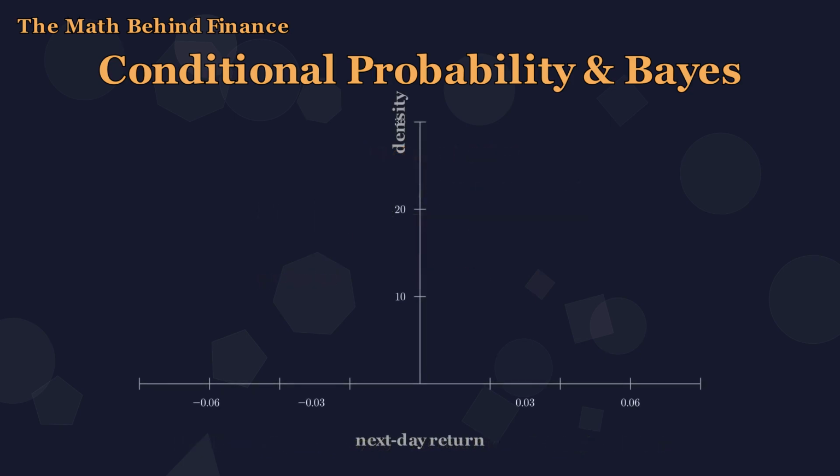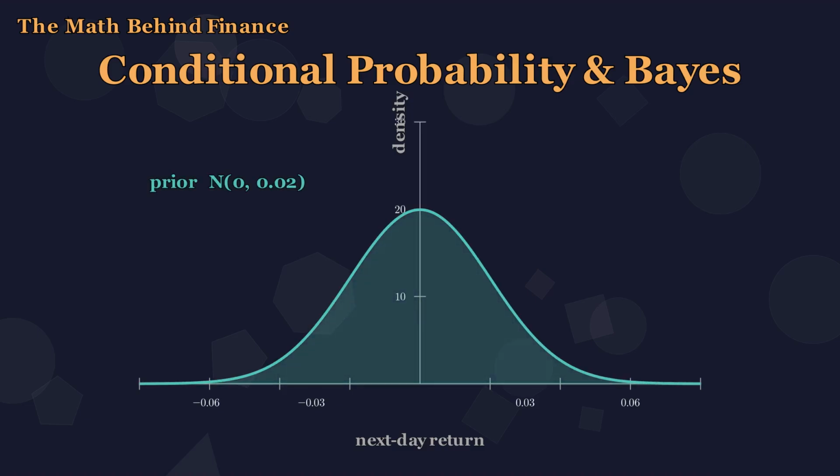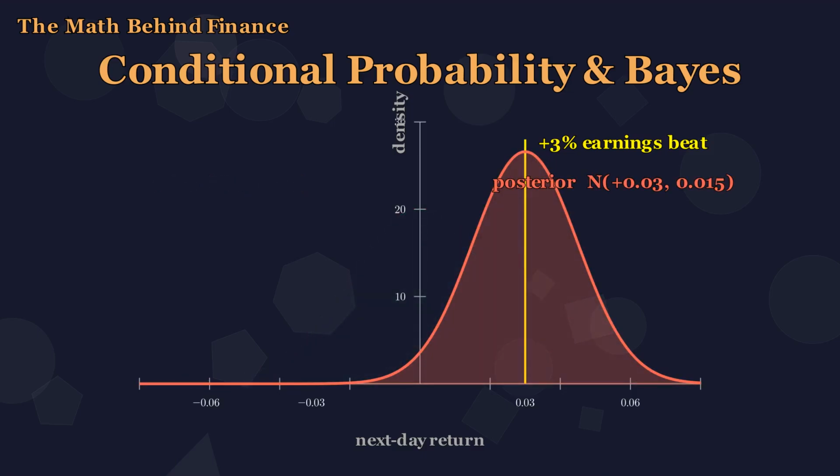Here's what Bayes looks like in a trading room. Before an earnings report, the market's belief about tomorrow's return is a distribution, the prior, centered near 0, standard deviation around 2%. Then the earnings print. Revenue beats by 3%. That is new evidence. Bayes' theorem tells us exactly how to rewire the distribution. The prior times the likelihood of that particular surprise, normalized by the total probability of any such surprise, gives the posterior.